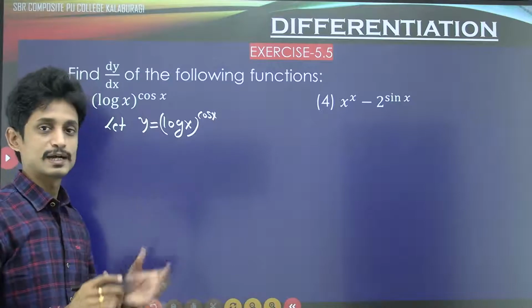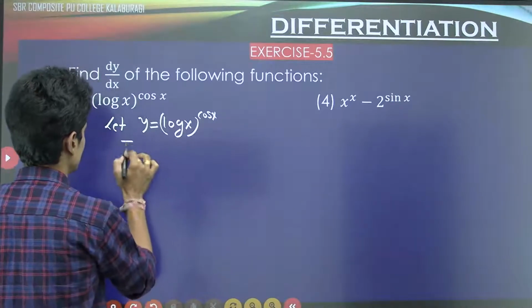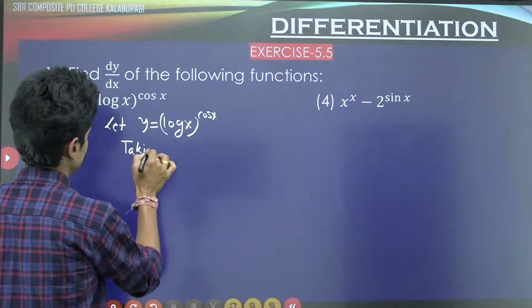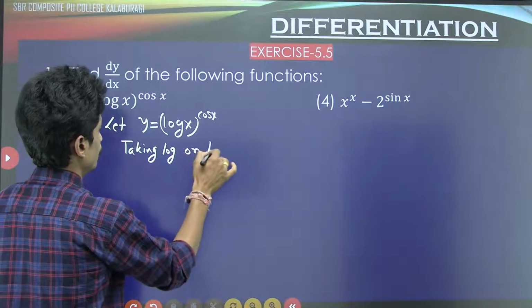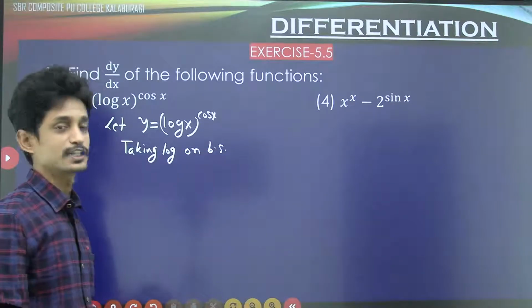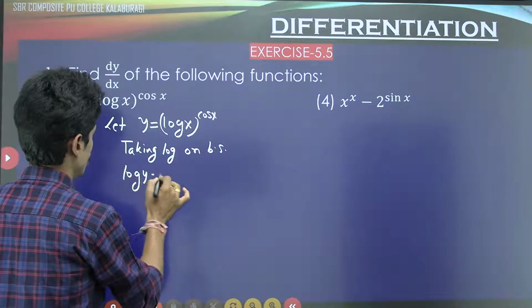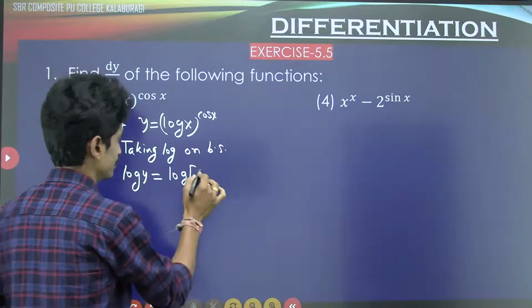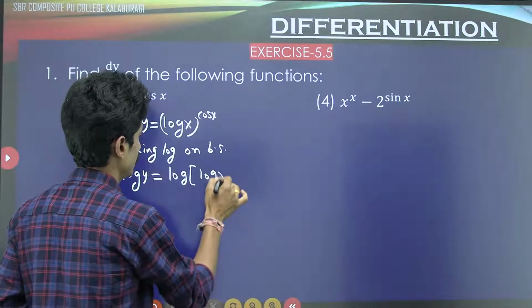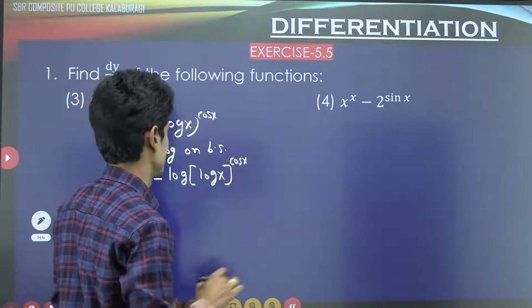In the first step, I will solve by applying the log on both the sides. So taking log on both the sides, we'll get log y is equal to log of, what is this, log x whole power cos x.